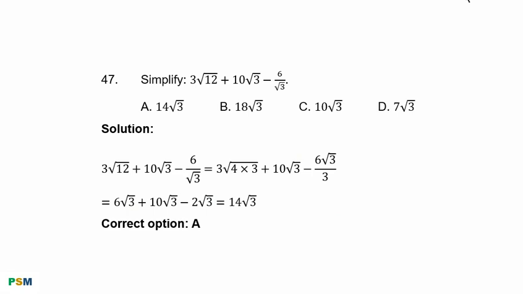Question 47. Simplify 3 root 12 plus 10 root 3 minus 6 over root 3.